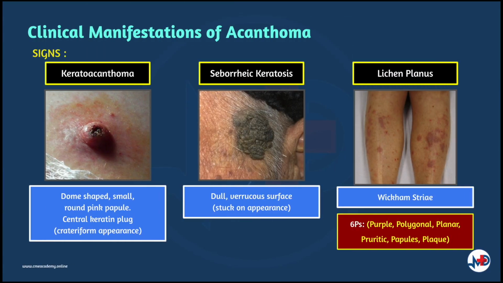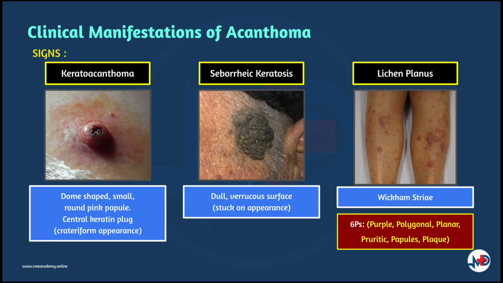Examination of keratoacanthoma lesions reveals small, round, pink or skin-colored papules that grow rapidly. It is commonly dome-shaped with a central keratin plug that results in a crateriform appearance. Seborrheic keratosis has a dull, wavy, and verrucous surface that results in a stuck-on appearance. Its color ranges from light to dark brown, yellow, and gray. It can be isolated lesions, but there may be tens or hundreds of them.